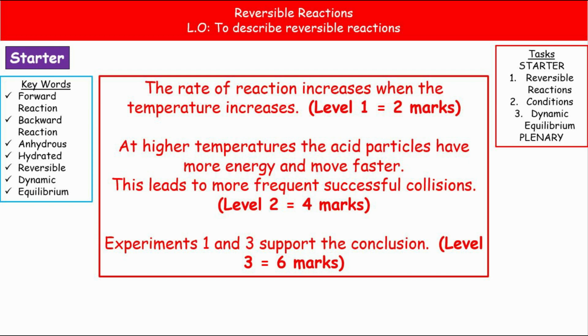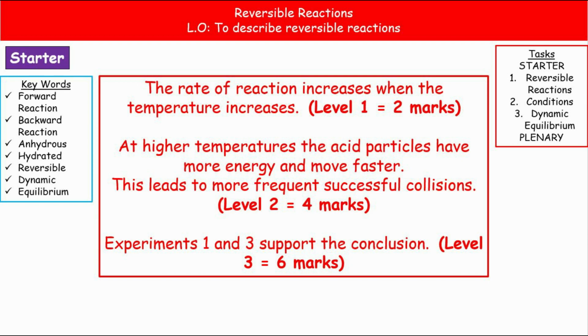So to get the level 1, which is 2 marks, assuming you managed to write a coherent sentence, then what we needed to say is that the rate of reaction increases when the temperature increases. So if you've got a sentence in your answer that just states that as the temperature increases, the rate of reaction increases, you can get your first 2 marks. That's it, one sentence, all we needed.